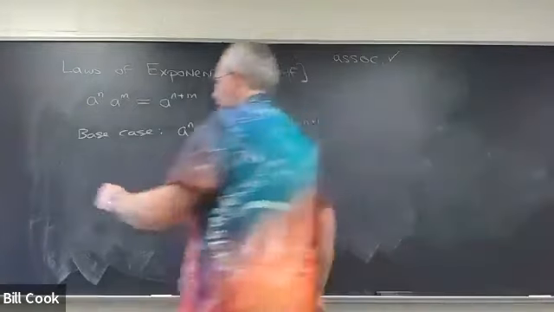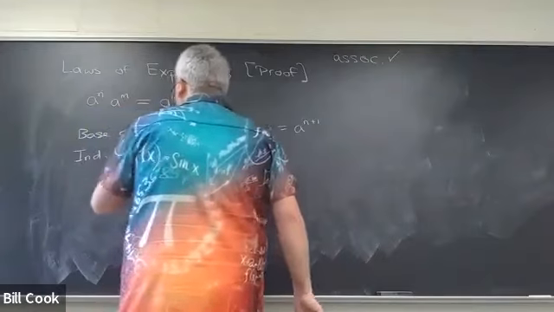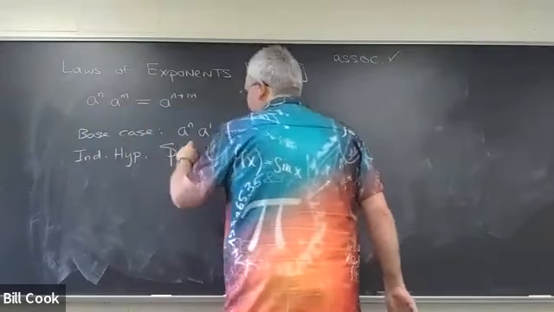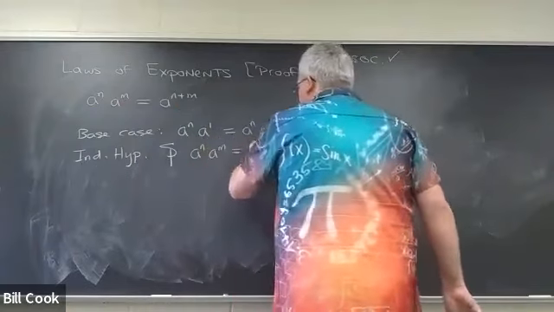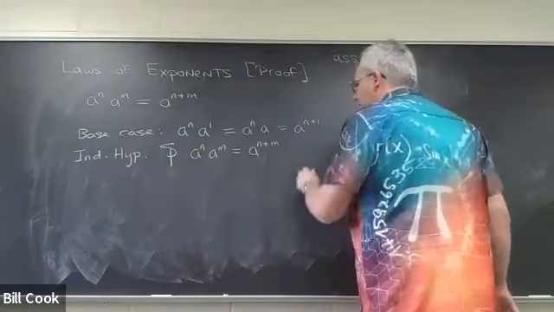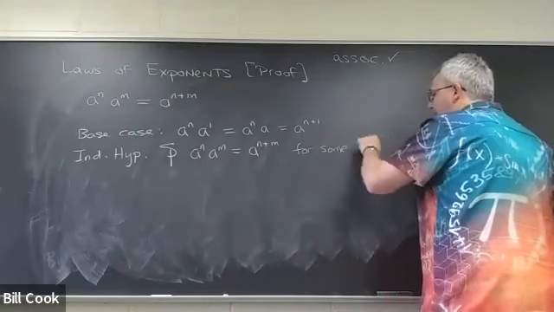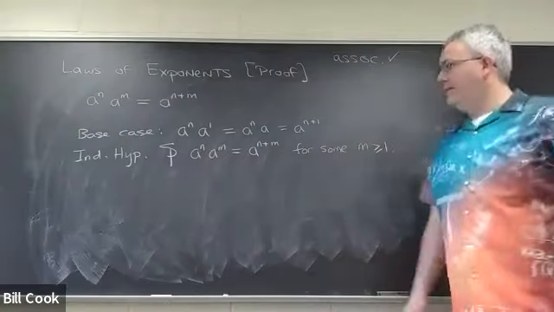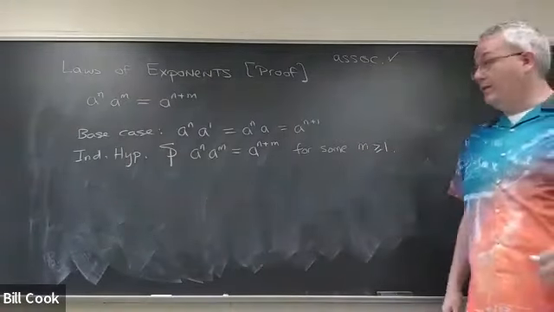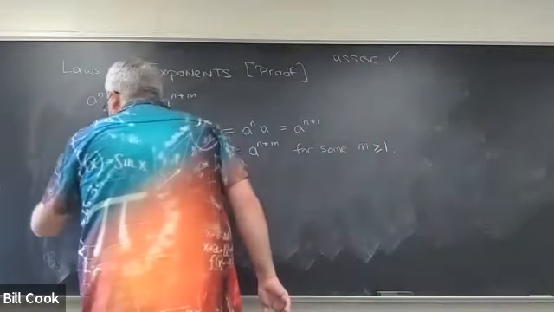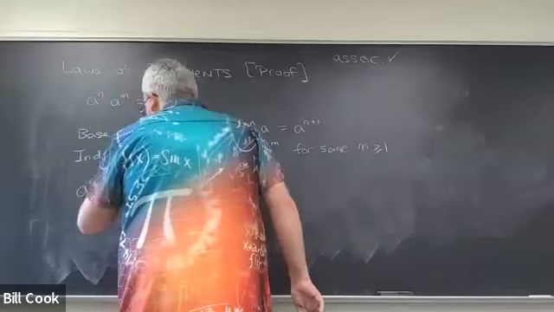Now we make our inductive hypothesis. Let's suppose that a to the n times a to the m is equal to a to the n plus m for some m that's at least 1. So we're going to assume it holds for m. I want to show that it holds for one more. Here we go. Consider a to the n times a to the m plus 1.